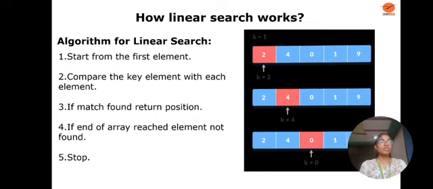Step 1: when we give a list or array to it, it starts from the first element. That means 2, 4, 0, 1, 9 is an array. When we give a key element 0, it starts from 2. It compares the key element with each element. That means it compares the 0 with 2. It's not a match. If it matches, then it returns the position. If the end of the array is reached, element not found, it stops.